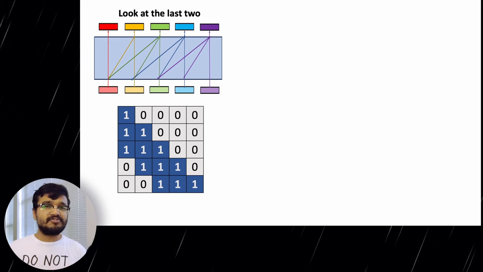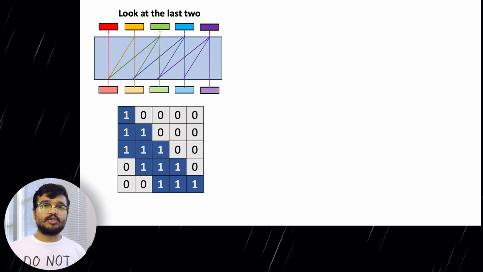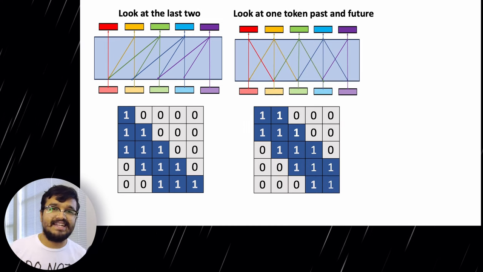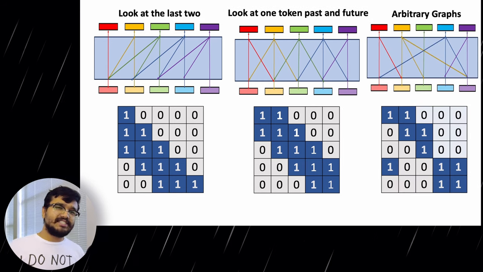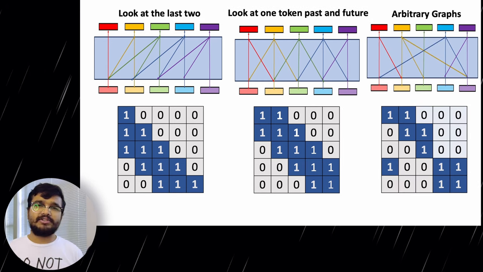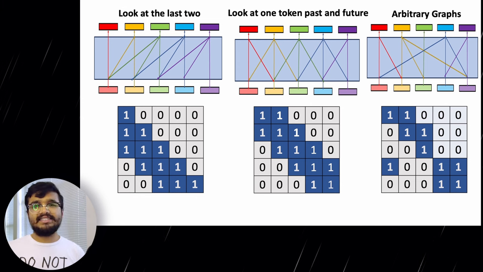The fun thing to note about this is that we can apply it to any graph. If you want to provide attention to the last 4, maybe the mask will look like this, and if we want to provide the attention to the last and say the next, it will look like that. If you wanted to apply it to any arbitrary graph, we just need to find its adjacency matrix representation and use that as the attention mask.